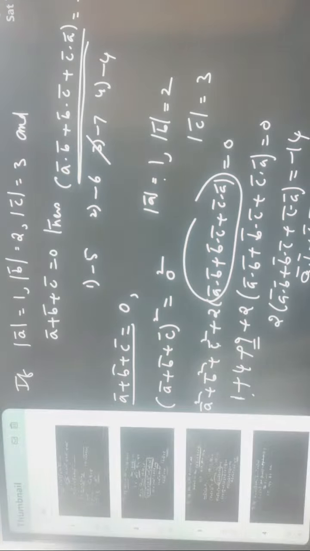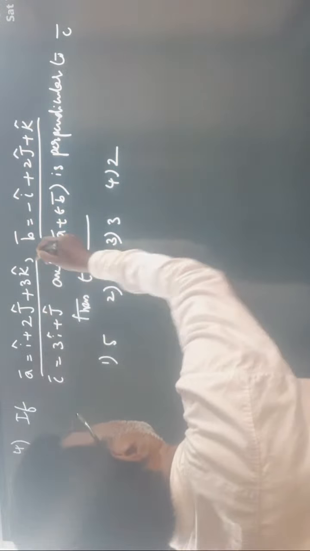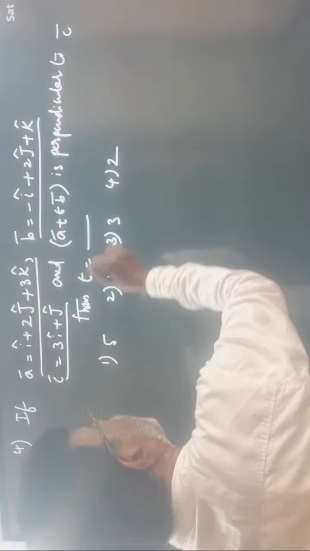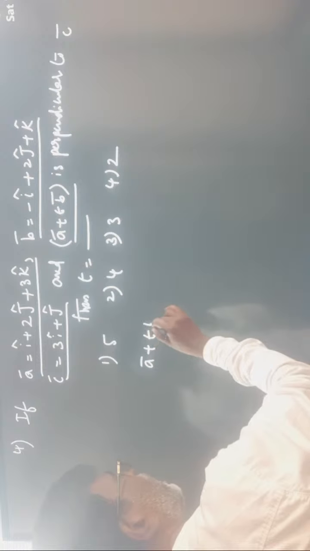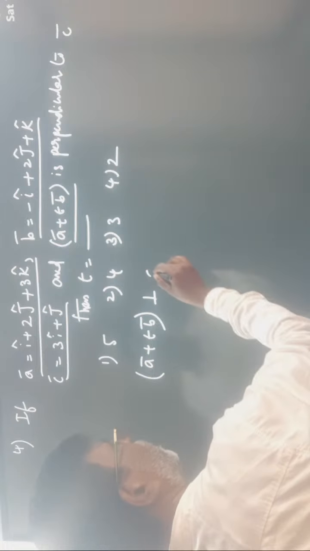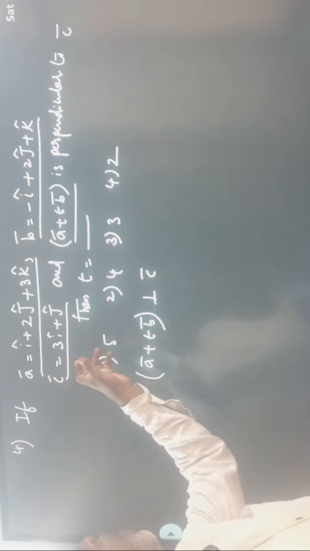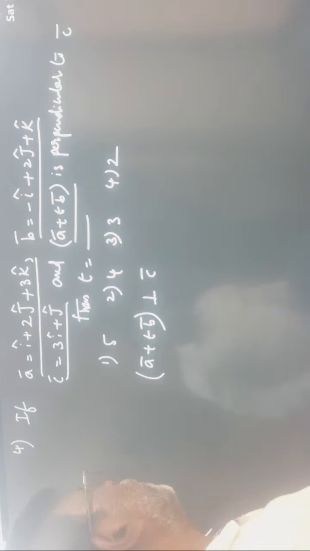So let me explain another question. This is the question. A bar is given, B bar is given, C bar is also given, and A plus TB is perpendicular to C bar. That is the given question. Once again: A bar, B bar, C bar given, and A plus TB is perpendicular to C bar. Then what is T?